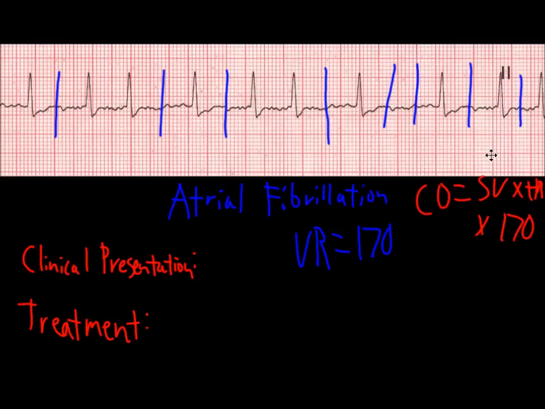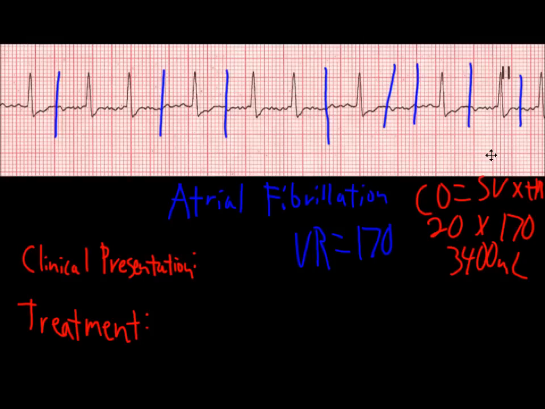Let me write that down. Stroke volume is 20. So now we have a heart rate of 170 times 20. That's a cardiac output of 3,400 milliliters. Remember, our normal range is 4 to 6 liters. So that's a pretty significant drop, and the patient's probably getting pretty symptomatic with this. His or her stroke volume may even be less than 20. So the patient is really getting symptomatic because of the reduction in their total cardiac output.